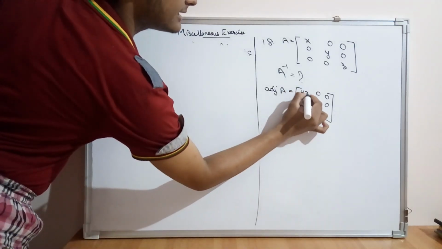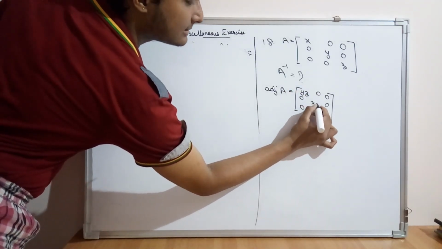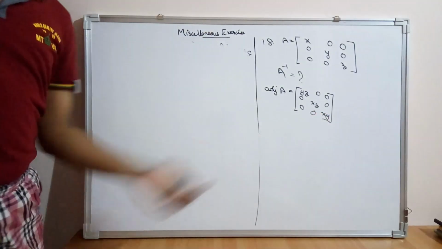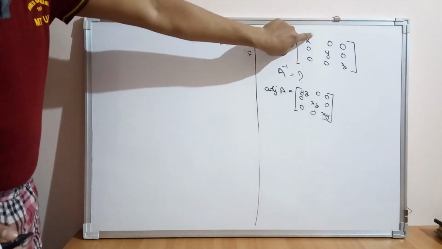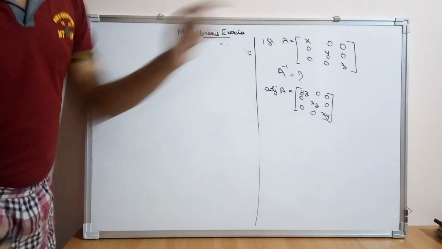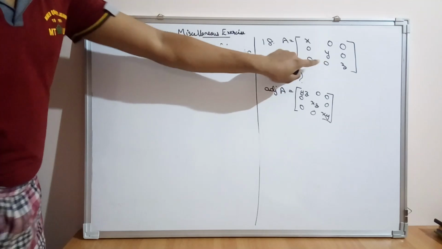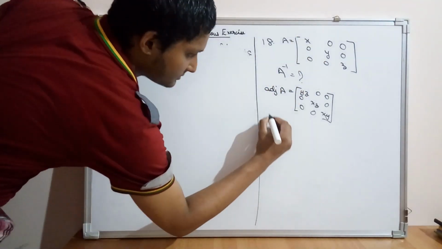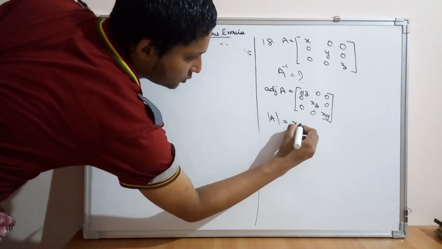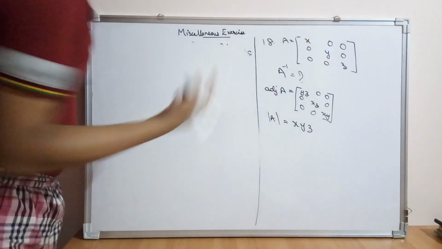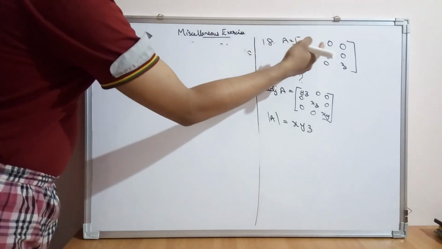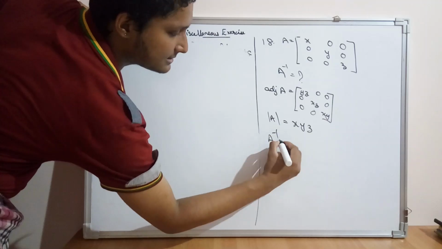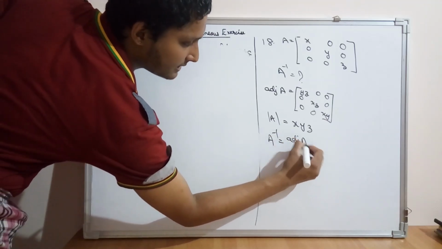So here we get yz, here we get xz, here we get xy. You can just try how you can do that. This is direct. If you take this, the cofactor is going to be yz, here it is going to be xz, for this it is going to be xy. The determinant value of this is xyz. Since I expand in the first row, first column, I can write x into yz, that is xyz. So A inverse is going to be adjoint of A divided by det A.